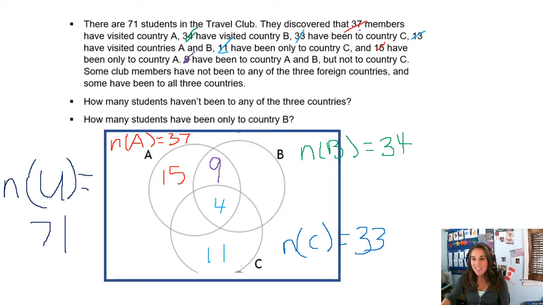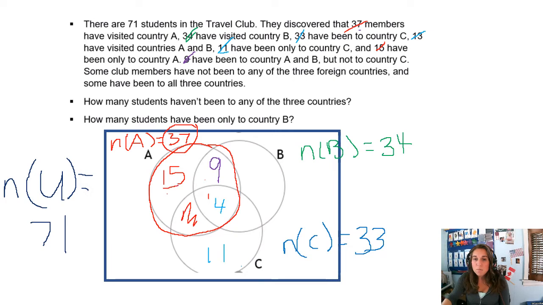Aha! That actually did help us because if we zoom in on set A, it's sort of like a combination of working backwards and guess and check, right? Look at that. I now have all but one piece accounted for, and I know how many students should have just visited country A. It's 37, okay? So I can figure out this last piece.